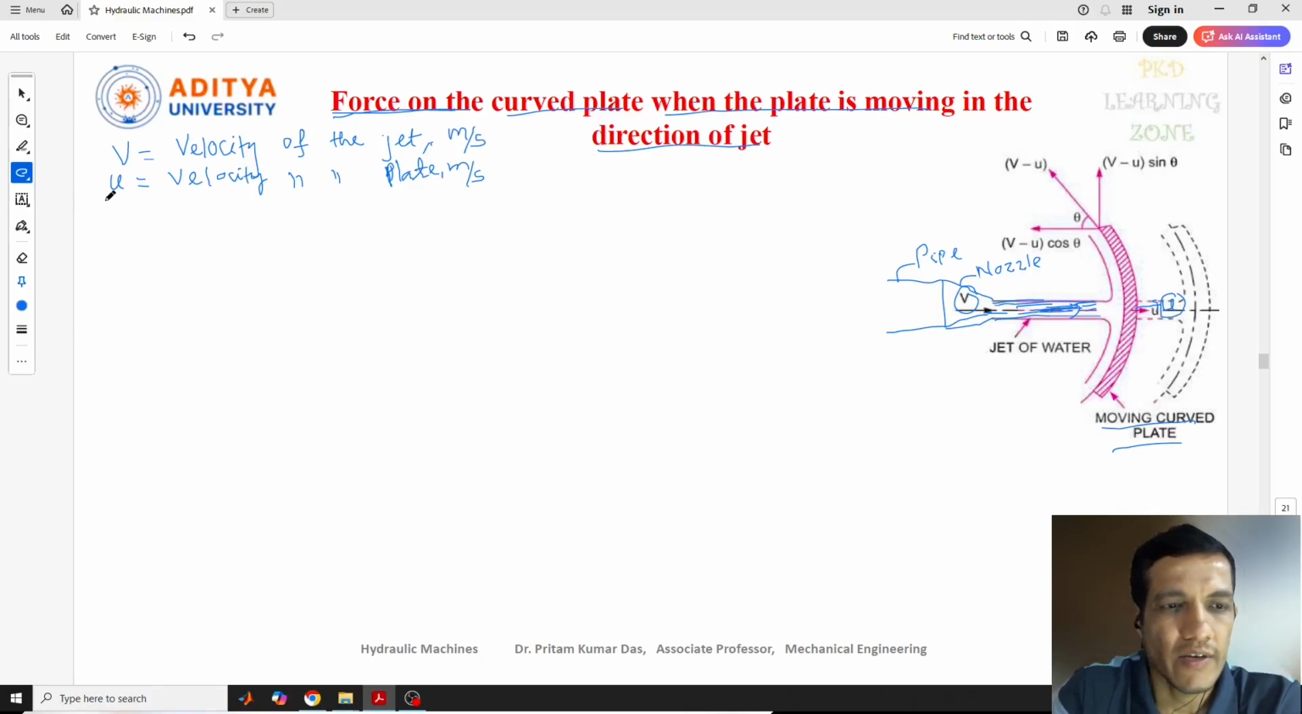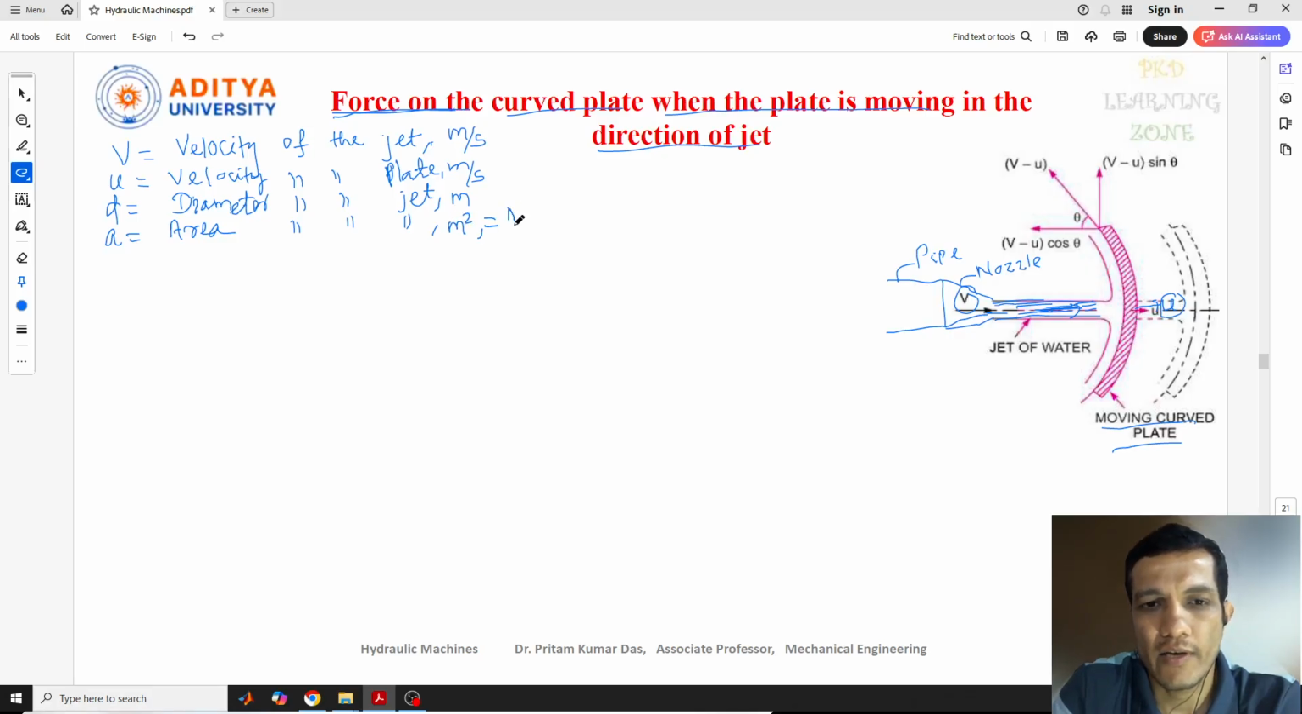The next one is d, the diameter of the jet, and the unit is meter. With this diameter, we can calculate the area. This is the cross-sectional area of the jet, and the unit will be meter square. How do we find this? We can calculate it as pi by 4 d square. So these are the parameters we have considered.